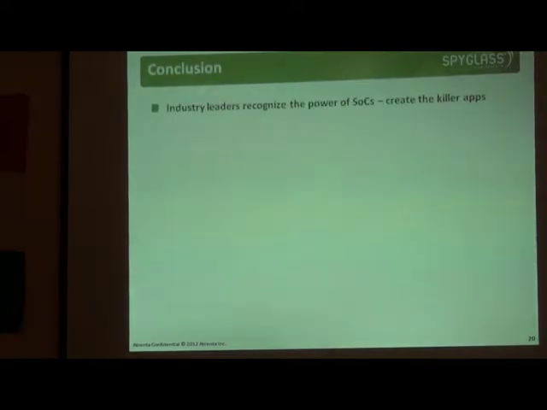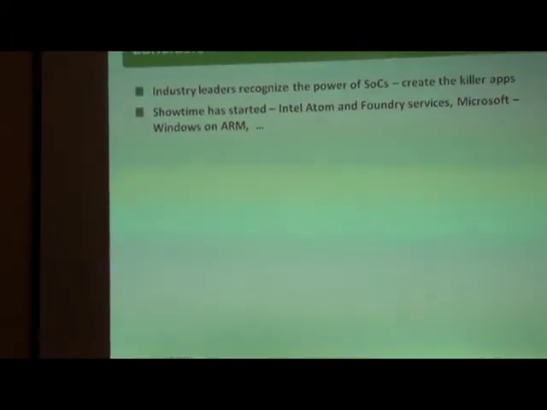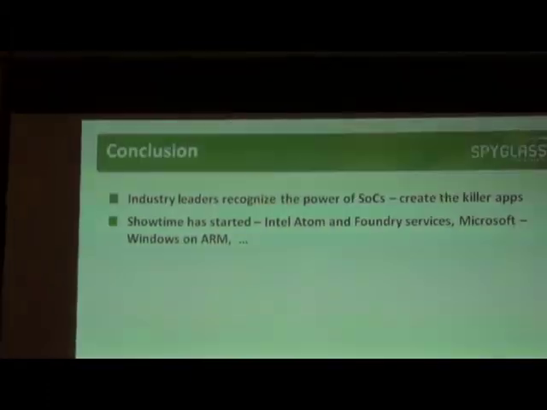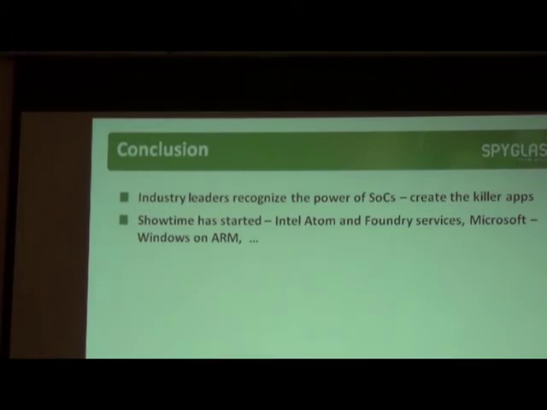So let me conclude by saying that the industry is certainly very cognizant now of the power of the SoC. People recognize the power of the SoC and its ability to help you create killer apps. The trend has started. You can see large companies making their moves. Intel has a processor called Atom, which is targeted to go into this SoC low power space. Microsoft is porting Windows to ARM. So there are many of these trends that are all indications that these giants like Intel and Microsoft are in alignment with what I'm talking about.